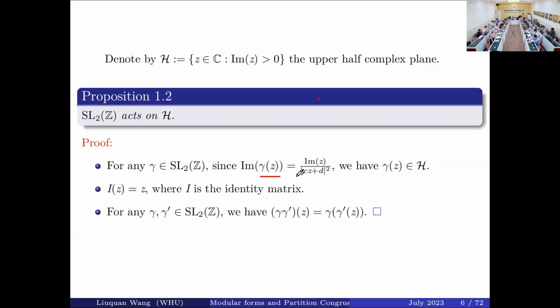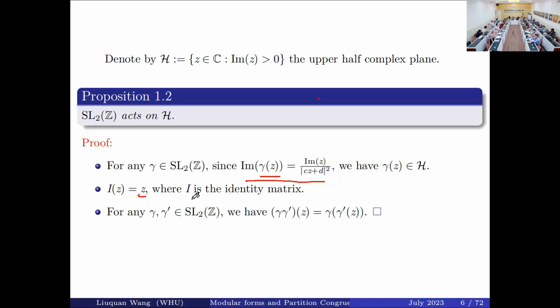So for this, we just need to verify that the imaginary part of gamma of Z is still positive, and this can be easily done because we have such a relation. The imaginary part of gamma of Z differs from the imaginary part of Z only by a simple factor, which is 1 over the modulus of CZ plus D squared. And the second part is we need to show that for the identity matrix, I acting on Z does not change Z. So this is really easy.